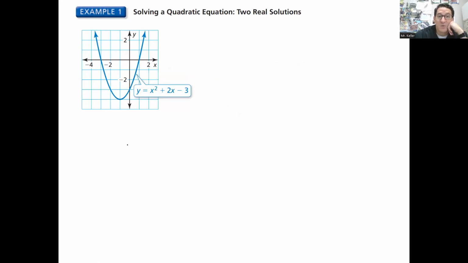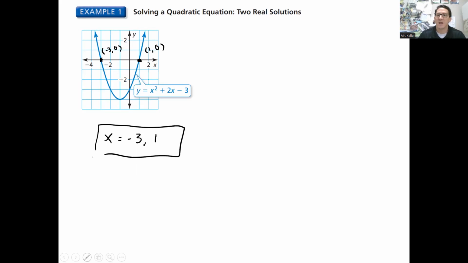We're going to find the two real solutions. So here's our quadratic equation: x squared plus 2x minus 3. We are just looking at where it crosses the x-axis here. These points are the solutions to the graph. So this point goes left 1, 2, 3. That's -3, 0. And this one here is at 1, 0. So our solutions are just x equals -3 and 1. That's it. You just have to find where the graph crosses the x-axis.